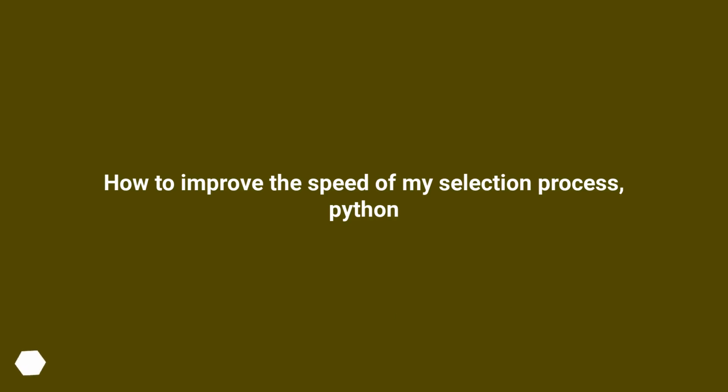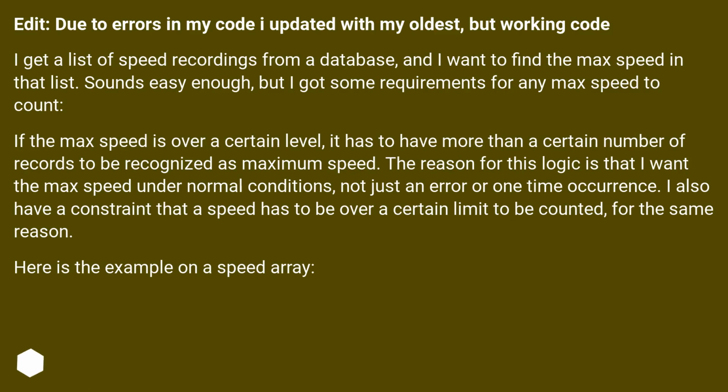How to improve the speed of my selection process, Python. Edit: due to errors in my code, I updated with my oldest, but working code. I get a list of speed recordings from a database, and I want to find the max speed in that list. Sounds easy enough, but I got some requirements for any max speed to count.